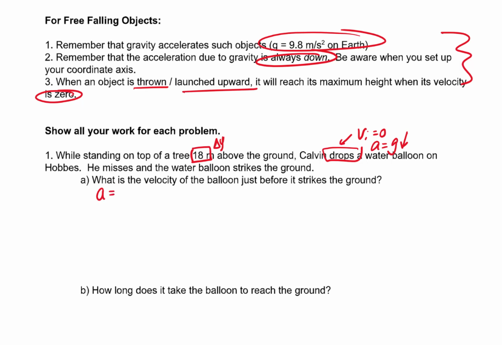Our acceleration is 10 meters per second squared down. If you want to, you can use 9.8, but I like using 10 on problems like this. The delta y is 18 meters down, and what we can see here in this problem, the initial velocity is 0, is that everything is down. Since nothing is up, I don't need to throw in any negative signs. I just need to know that everything is in the downward direction. And then I want the final velocity.